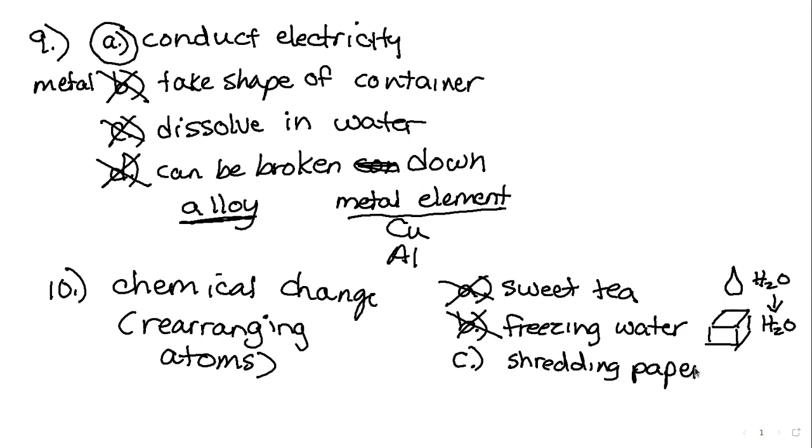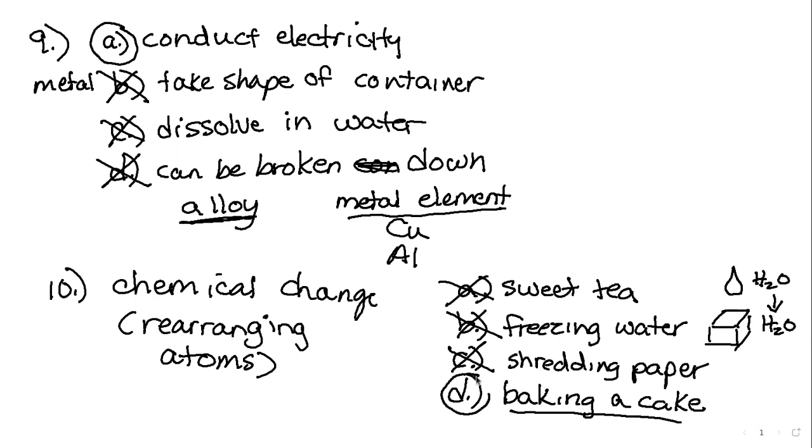Okay, paper is a big piece, and paper as little tiny shreds is still paper, so there is no change in the atoms. So let's hope D is it. Baking a cake. If you remember, the text talked about baking a cake. You have several different chemical changes going on, and certainly that batter before you put it into the oven comes out a yummy cake, very different from what went in.